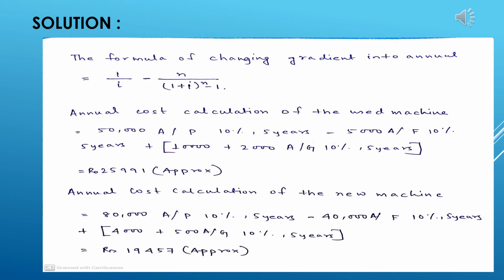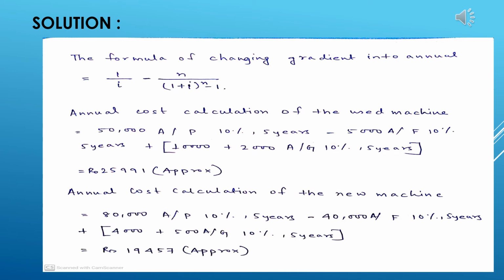Coming back to the calculation part here, the used machine was costing the organization 50,000. So that was the initial value, or the present worth value, which we already know. We have to turn it back into the annual worth value, and there is a salvage value attached with the machine at 5,000. Since salvage value is a cash inflow, we have to deduct it, taking it to be future worth and turning it back into annual worth, and here comes the gradually increasing concept.